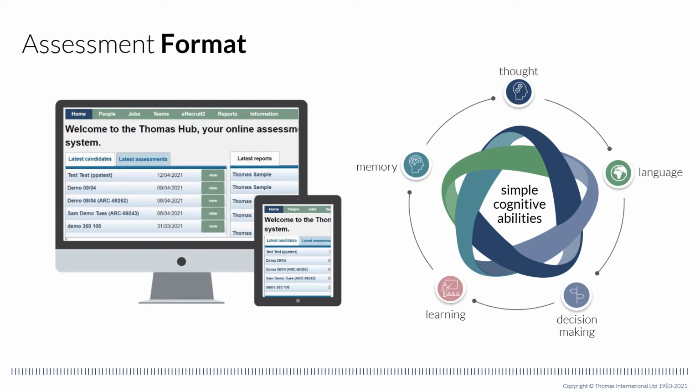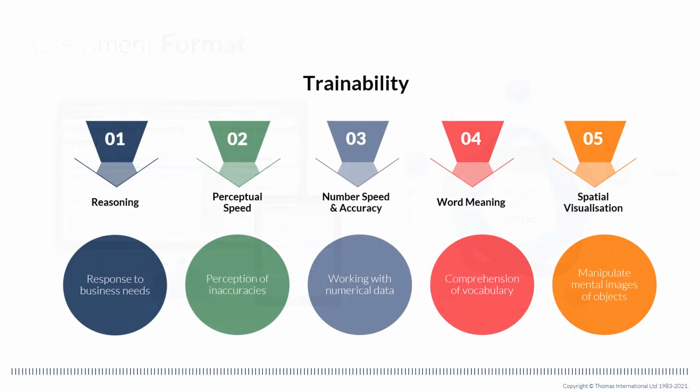The Thomas Aptitude Assessment consists of 5 online tests of simple cognitive abilities, i.e. abilities that rely on processes such as thought, language, decision-making, learning, and memory. Each of the 5 tests has one type of task, and all the questions in a given test are of an equal level of difficulty. The individual score is then determined by the speed and accuracy of their responses. Scores are then compared to a sample population, the norm group, to determine whether the scores are lower, higher, or in line with the majority of the population.